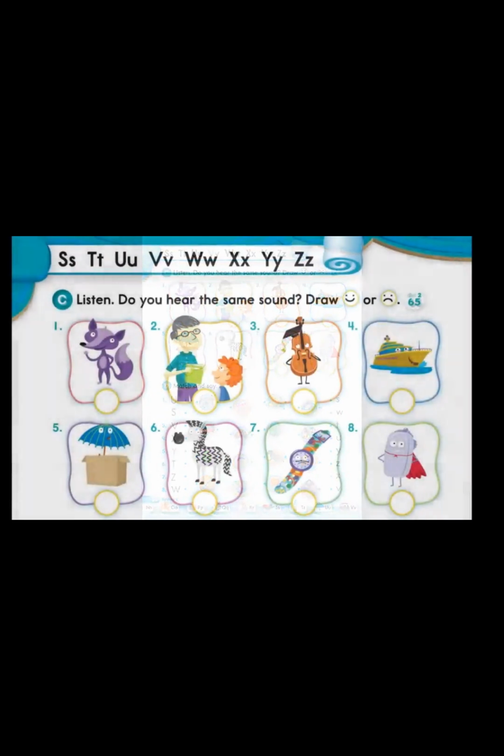Page 86. C. Listen. Do you hear the same sound? Draw. 1. Violet fox. 2. Tall teacher. 3. Wise violin. 4. Yellow yacht. 5. Umbrella in a box. 6. Zigzag zebra. 7. Unhappy watch. 8. Super soap.